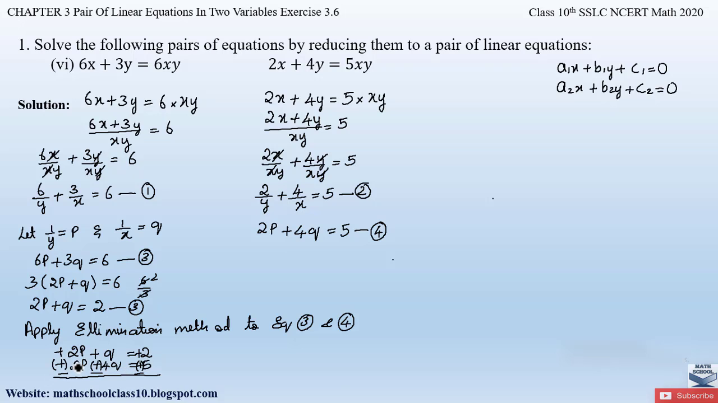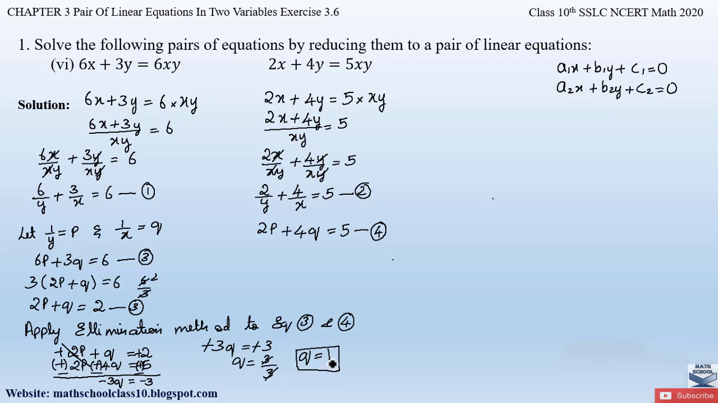So this plus 2p and minus 2p will get eliminated or cancelled, and we will be left with plus q and minus 4q. So subtracting 4 minus 1, we get 3q with the greater number's sign, that is minus, equal to, again we have plus 2 and minus 5. So we have to subtract 5 minus 2, which is again 3 with the greater number's sign, that is minus 3. So we get minus 3q is equal to minus 3. This minus and minus will get cancelled, or q is equal to 3 by 3. So 3 and 3 will get cancelled and we will be left with q equal to 1.